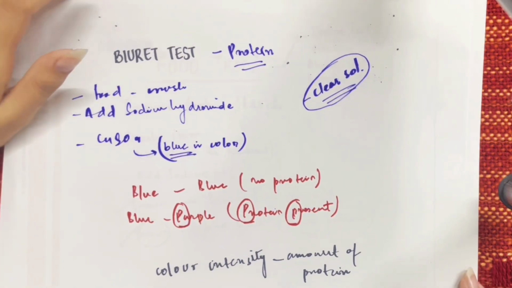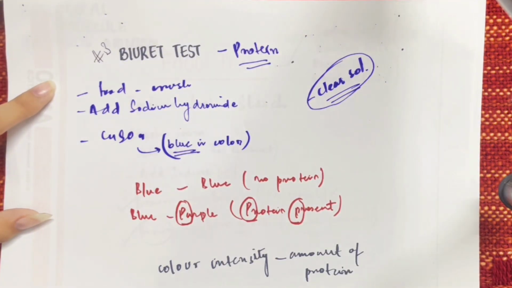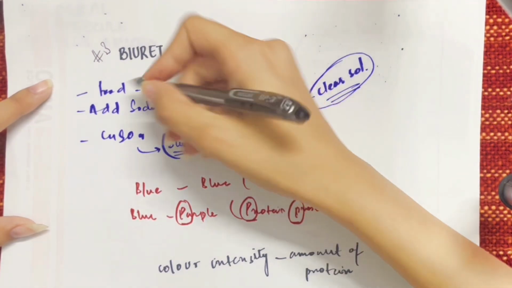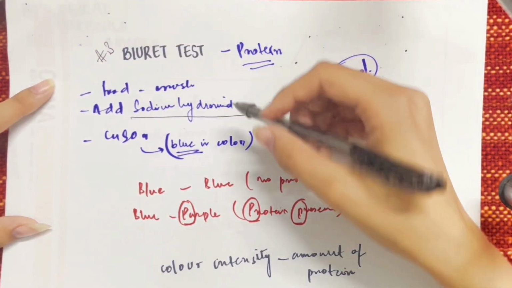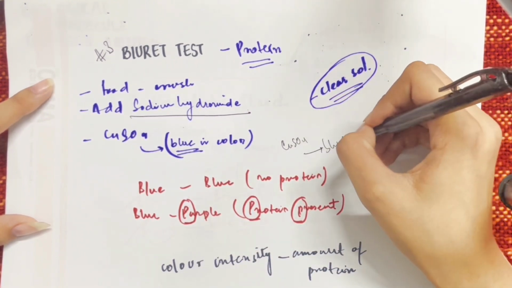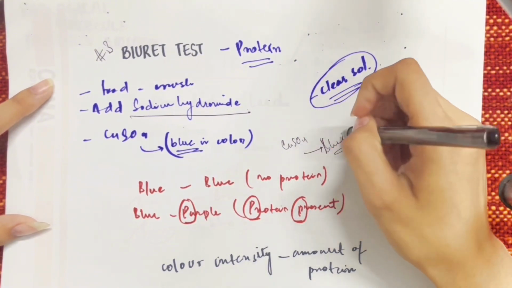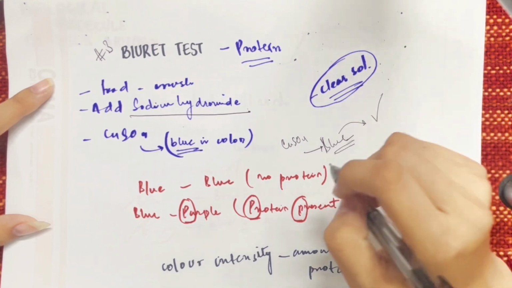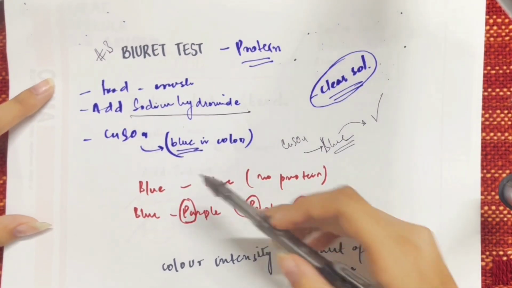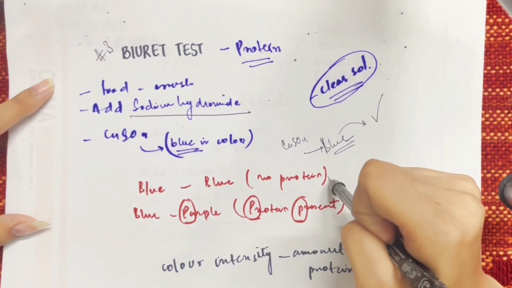The third test we have is for protein, the Biuret test. In this test also we take a food sample and crush it, whatever you are eating. We add sodium hydroxide and then we add copper sulfate. Copper sulfate is well known for being very blue in color. So our starting mixture has a blue color, and if there is a change of color, we say that the test is successful. The first color is blue, and if it does not change, then there is no protein.